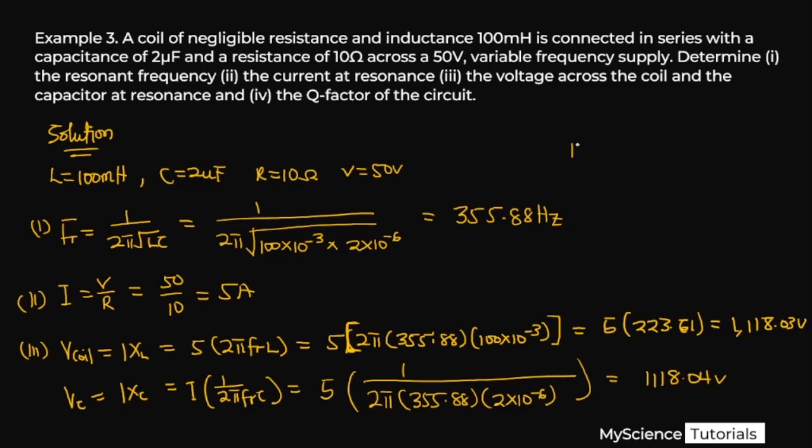So let's look at IV, our Q factor. We know that Q factor is equal to either VC or VL over V. So this is very easy. We can just use 1118.04 over the voltage supply, which is 50, and then that is going to give us 22.36.